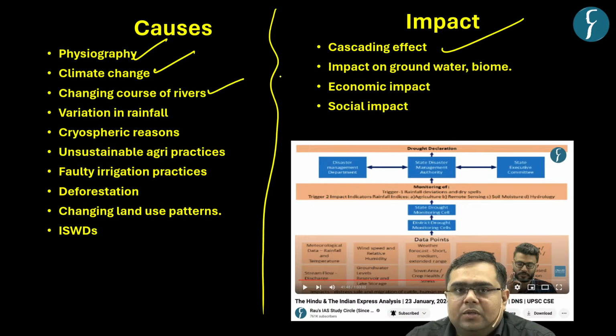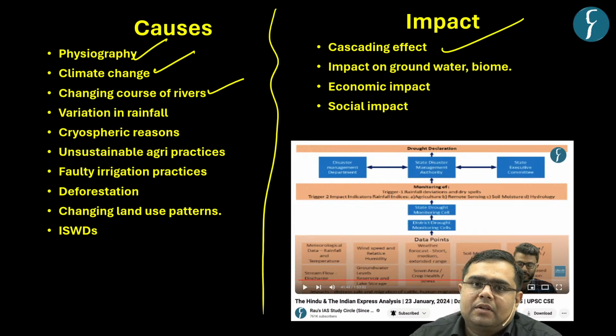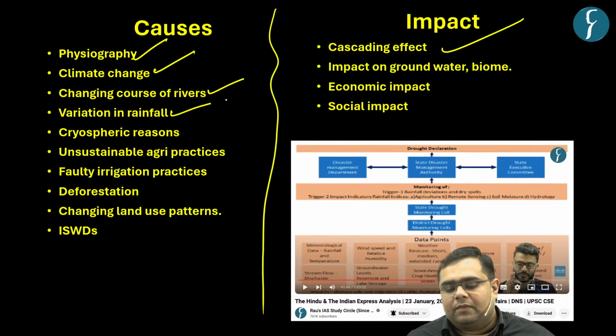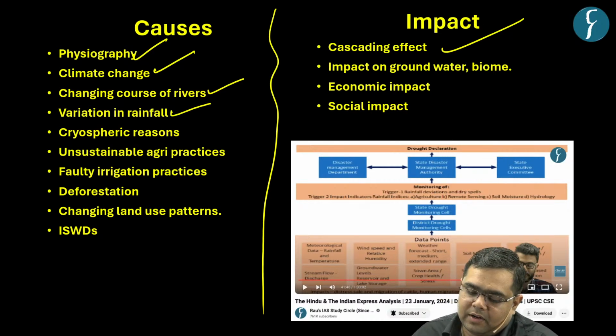Then the droughts can be with respect to changing of course of rivers, right? And why do these river changes happen? The usual reasons because of which rivers have changed their course in recent times are illegal sand mining and distortion in the course of rivers in the previous stages of the river, right? Then this is a natural cause with respect to the variation in rainfall.